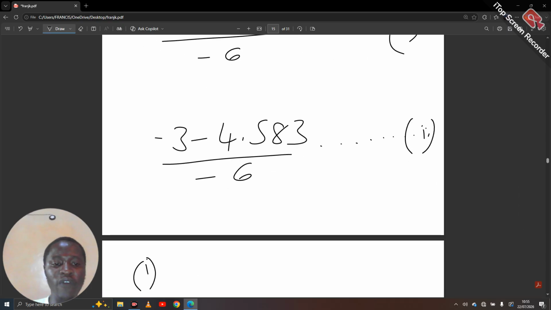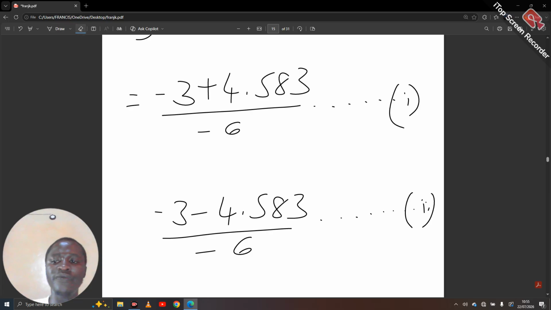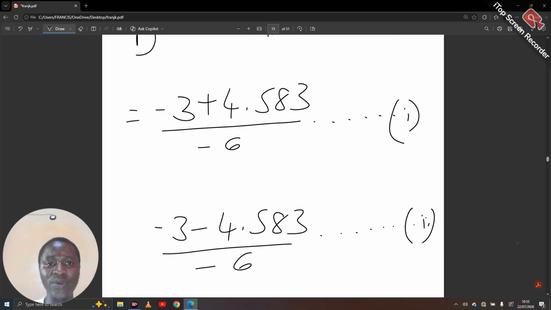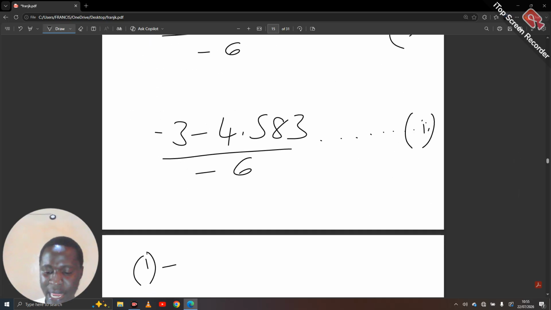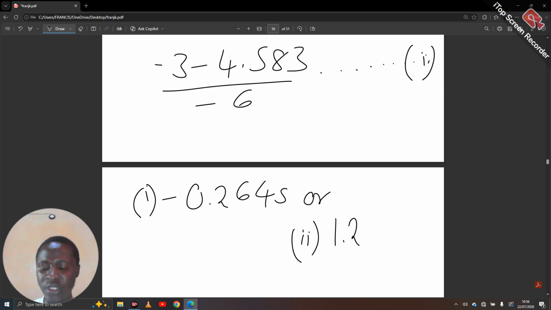We shall have a positive of 1 point... Is it 1 really? It will be negative. So we shall have a negative 0.264 seconds. And as for Roman 2, we shall have our answer as 1.264 seconds.